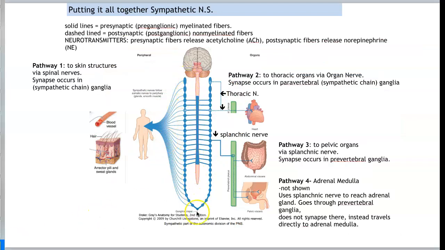Here's your sympathetic chain ganglion. This is cool. It just shows you it's going all up and down. Your first visceral motor neuron cell body is located in spinal cord regions T1 through L2. White rami, T1 through L2. This is showing you gray rami, connecting to every single spinal nerve. All these gray rami are going to be taking you to spinal nerves that are going to take you to your skin structures.